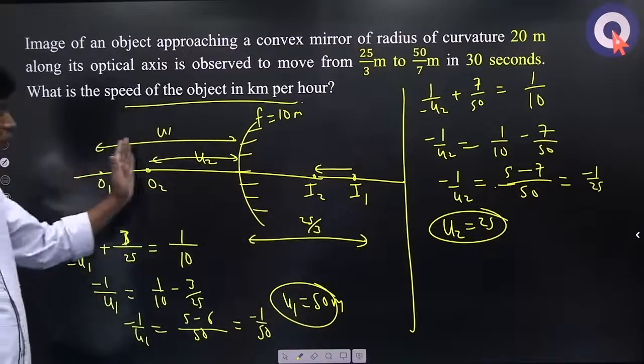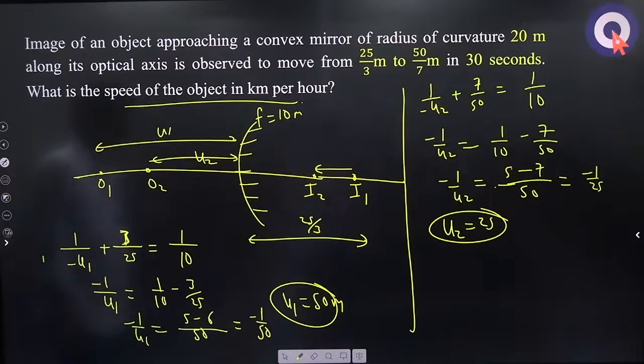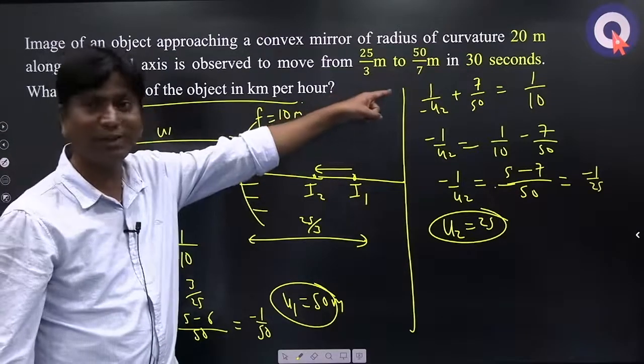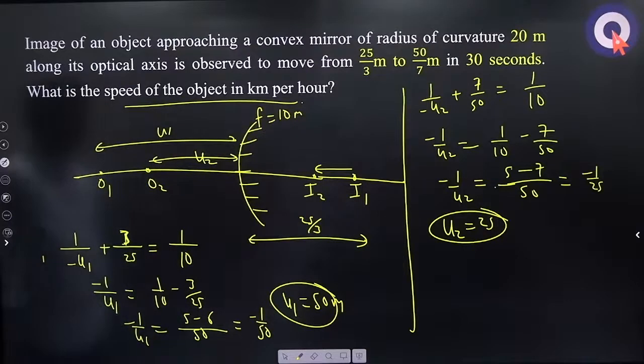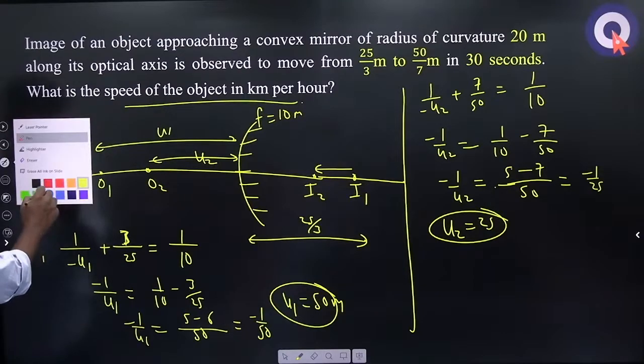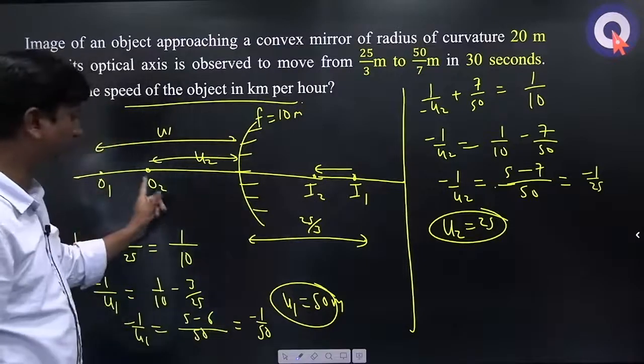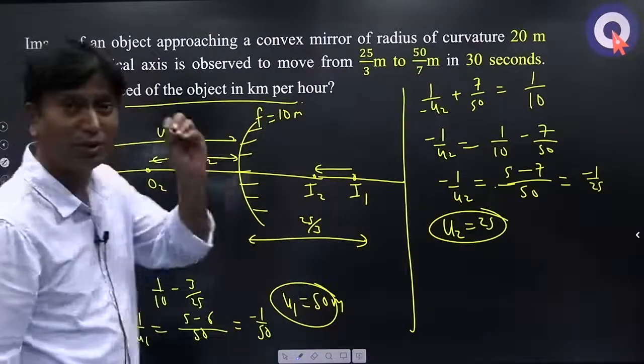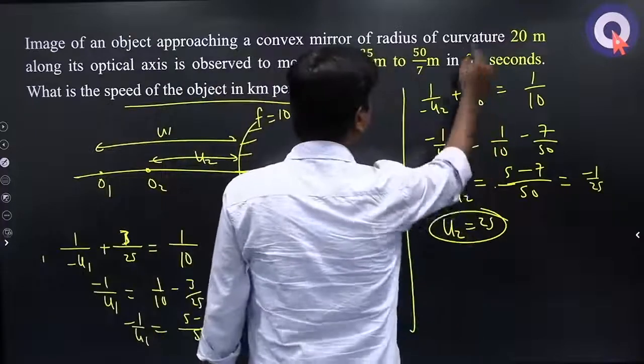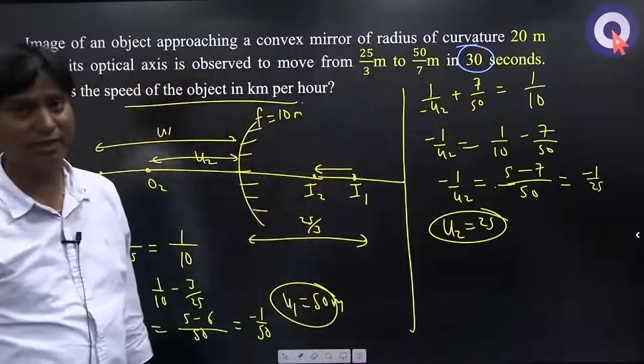So it moved from 50 to 25, completely how much distance has it moved? 25 meters. And the time you are taking is 30 seconds only, right? So this is in meters, and the time is 30 seconds. So overall you are getting 25 meters in 30 seconds. What is the speed? Earlier it was at 50, now it is at 25, so it has moved 25 meters in 30 seconds, because the image is also moving in 30 seconds.